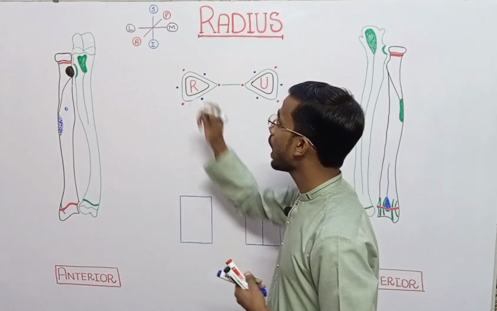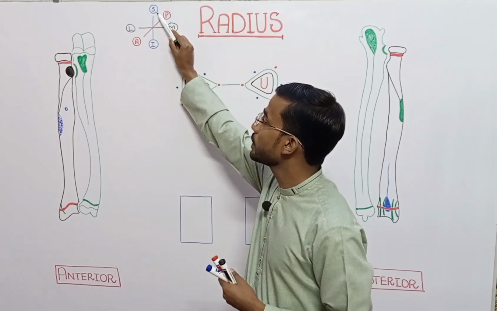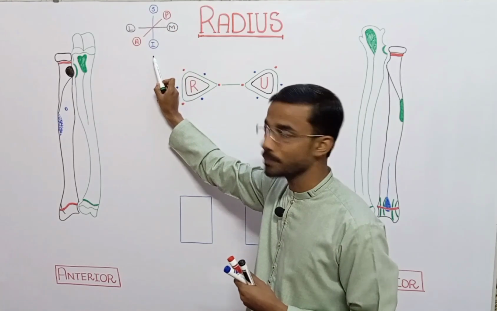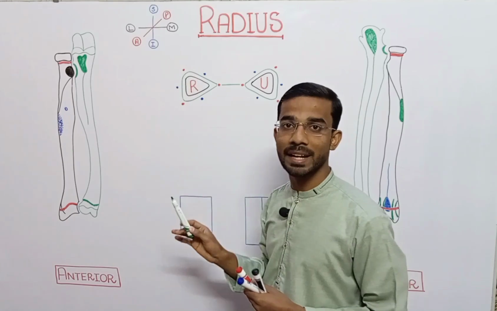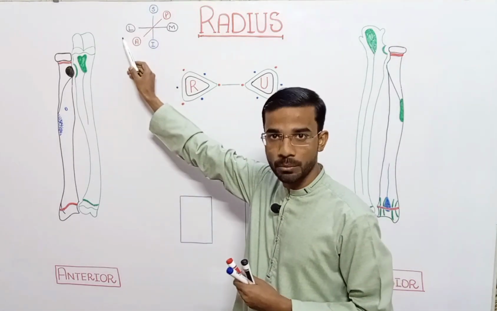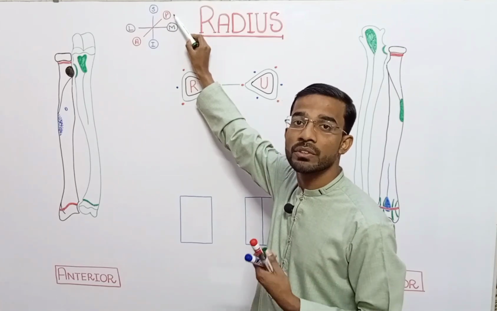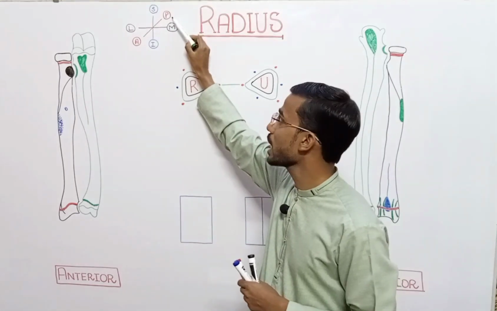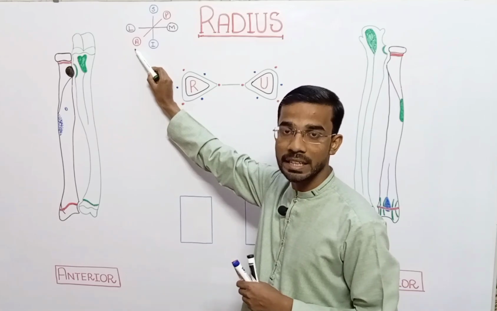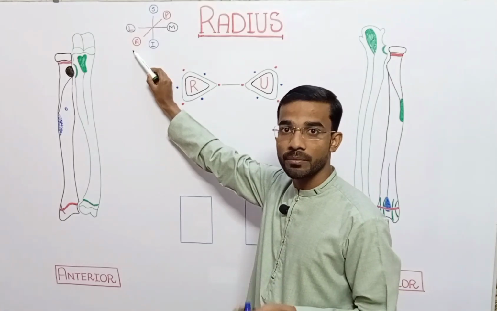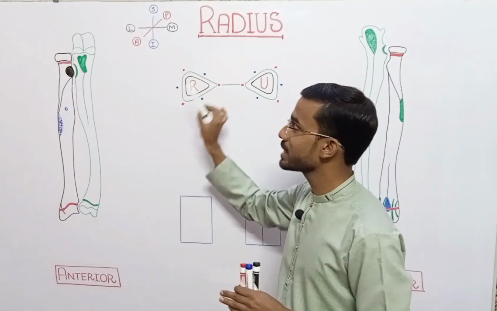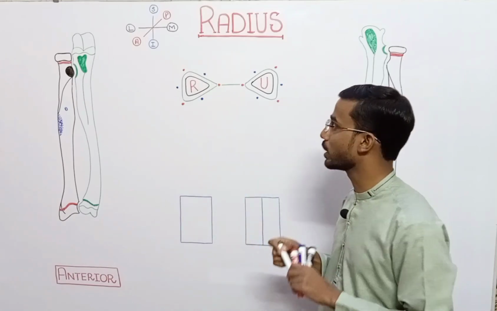Here, the upside of the body is the superior, opposite to that is the inferior. Medial is towards the center of the body, lateral is away from the center of the body, and posterior is the back side of the body. It is also called the dorsal side, and opposite to that is the anterior, which is the ventral side. So these are basically the different planes of the body.